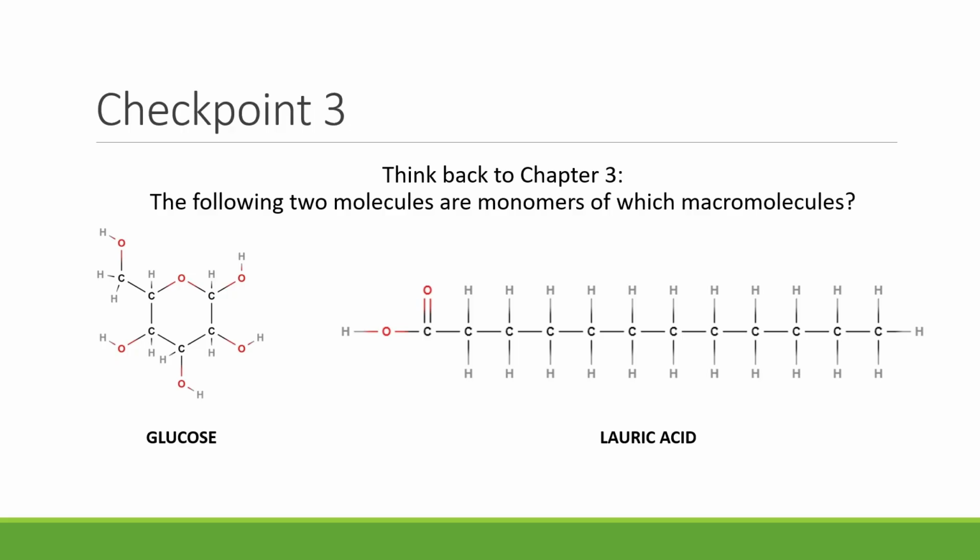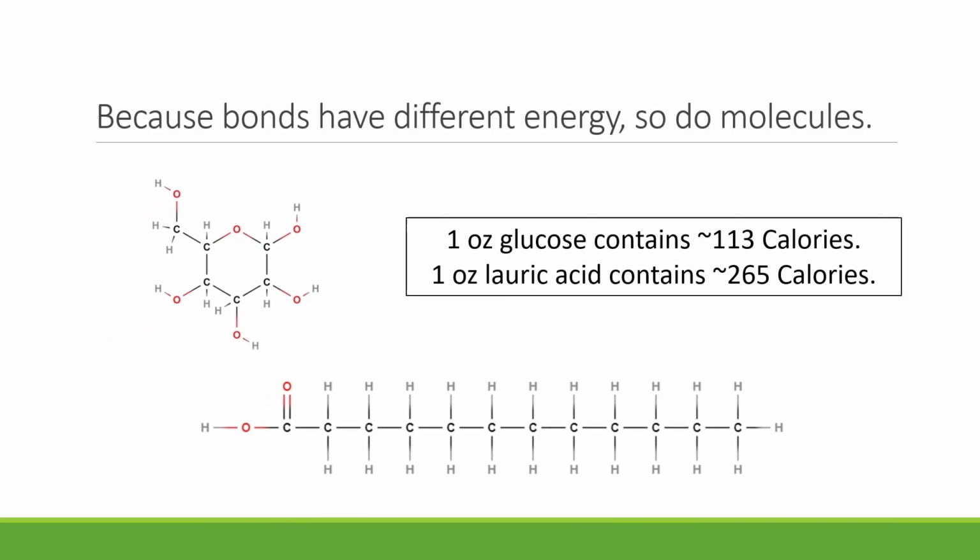So the bottom line is that different bonds have different energy levels. And because different molecules have different structures and different numbers and types of bonds within them, these different molecules also have varying total amounts of energy stored in them. For example, 1 ounce of glucose contains about 113 calories, but an ounce of lauric acid, which is the one on the bottom, contains 265 calories. That's over twice as much as what's contained in an equivalent amount of glucose. So different molecules have different amounts of stored potential energy.